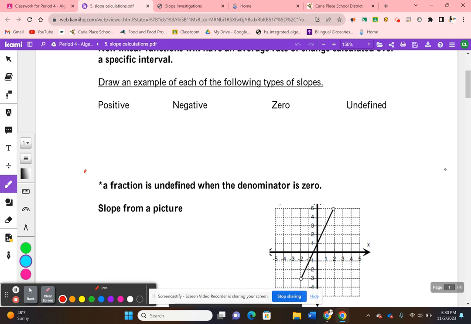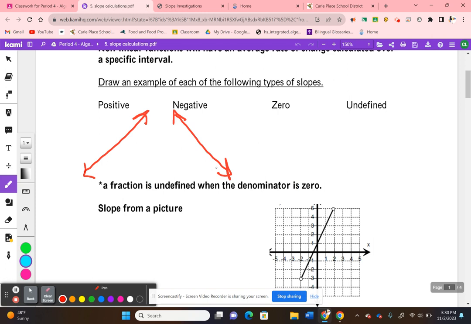Positive is basically something that goes up. Negative is basically something that goes down. And we were using the words increasing and decreasing in class on Wednesday, and we were using those words again on Tuesday. So you can always look back in your notes.